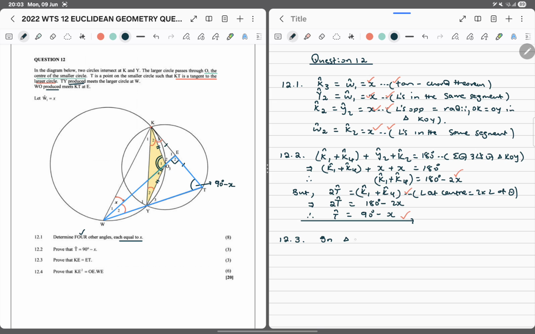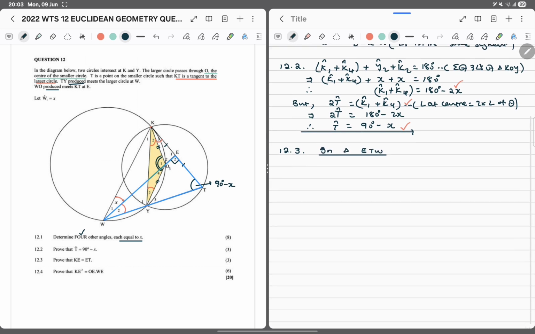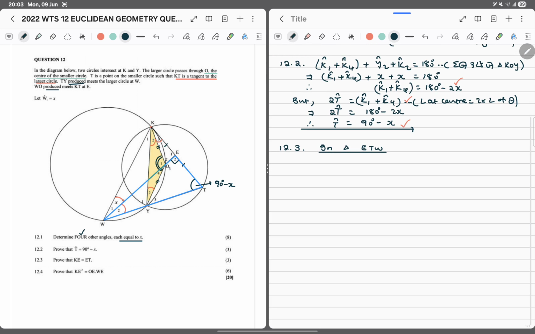Say in triangle E2TW, right, what can we say in there? We know that angle E2 plus angle W2 plus angle T, we should get 180 degrees.